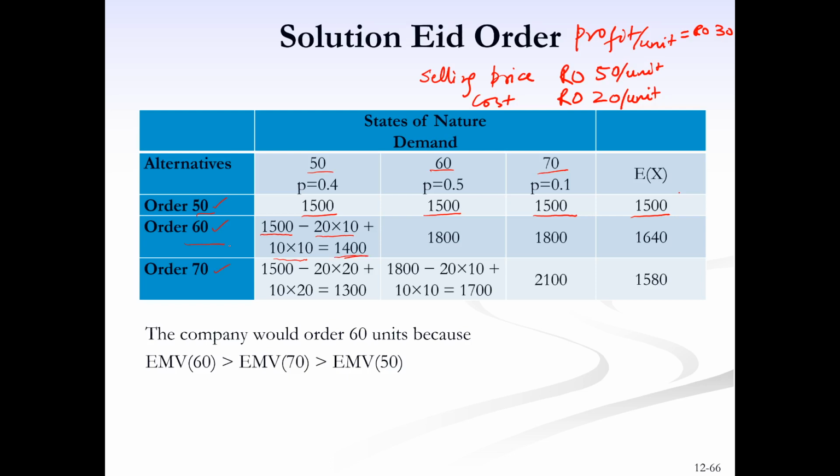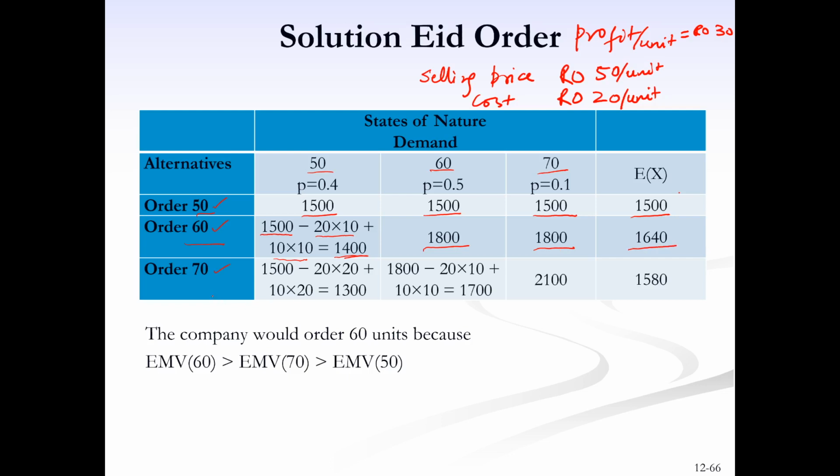And if we order 60 units and the demand is 60 units, then 60 multiplied by 30 is 1800, and again it is 1800. If the demand is 70, we will only be able to sell 60 units. The expected value is just multiplying these payoffs with the probabilities. You get 1640, add them all.